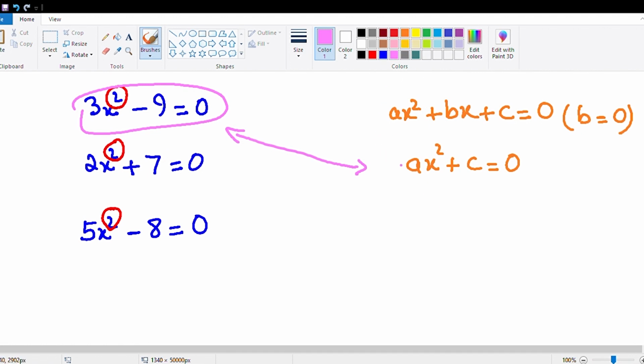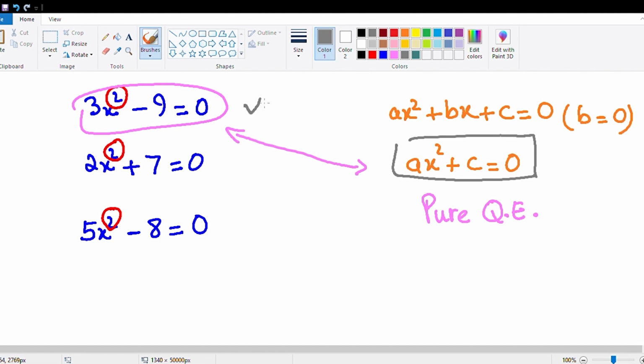So what now? What is this? This is a version of a quadratic equation. It's called the pure quadratic equation. It's a quadratic equation in which there's a condition that b has to be 0. When b is 0, that means the x term is 0, and when the x term is 0, you'll have something in the form of ax squared plus c. When you have something like that, that's a pure quadratic equation. So all of these are pure quadratic equations.